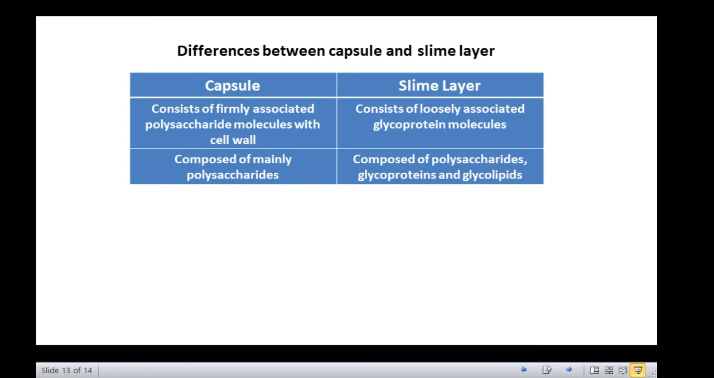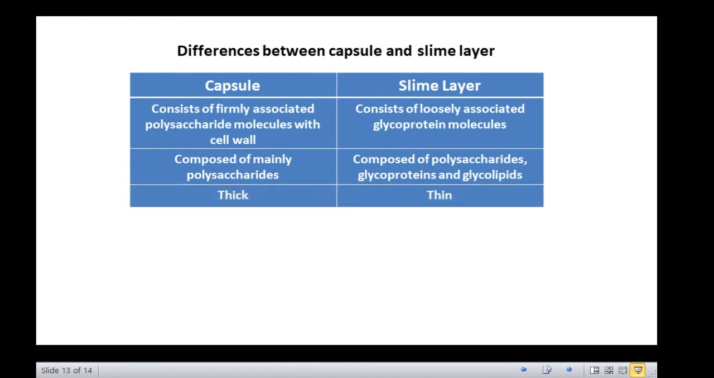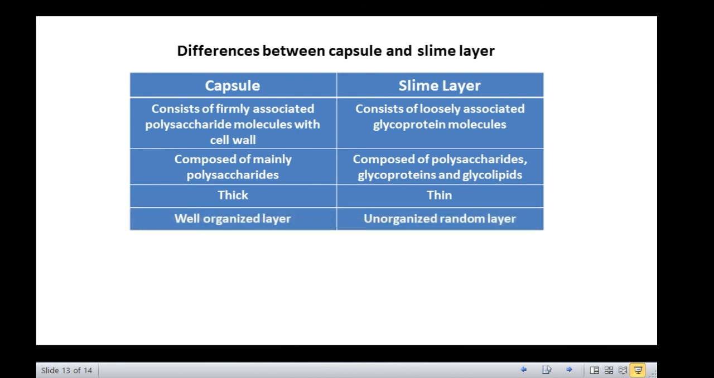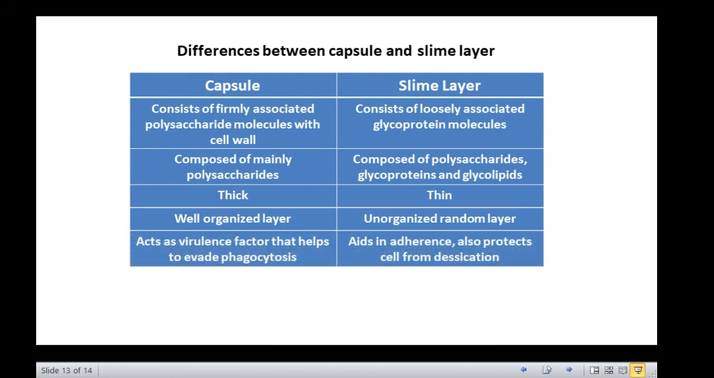As far as the thickness is concerned, the capsule is thick, whereas the slime layer is thin. The capsule is a well-organized layer, but slime layer is an unorganized, random layer. The capsule acts as a virulence factor that helps evade phagocytosis, but slime layer aids in adherence and also protects the cell from desiccation.